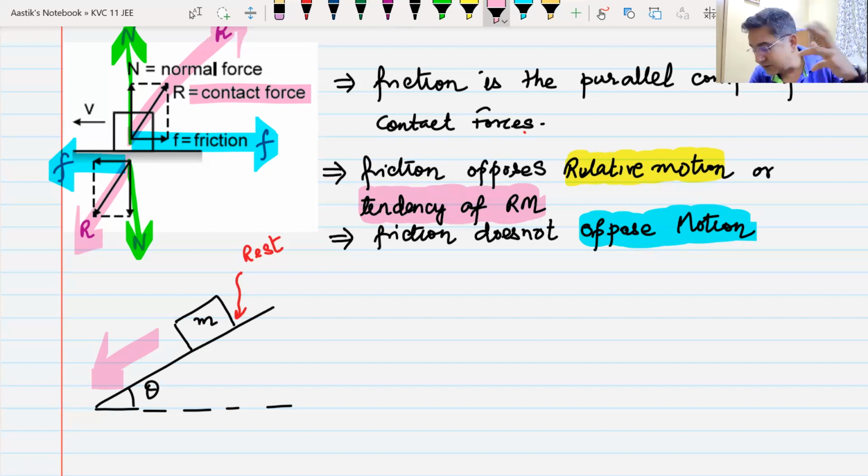Something is stopping the relative motion between the block and the incline. And who is that thing which is stopping the relative motion? Frictional force. That is friction. So even though there is no relative motion, there can be a tendency of relative motion.